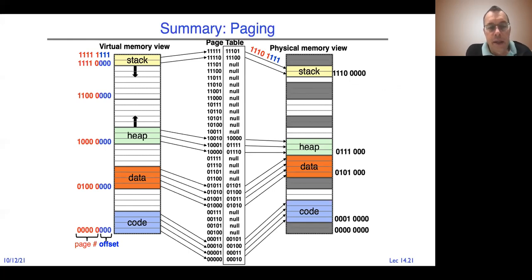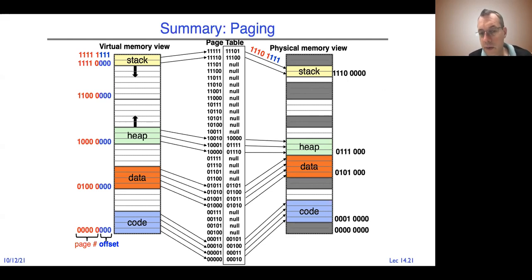So this is another example. This is a summary of paging. On the left-hand side, you have the virtual memory view. On the right-hand side, you have the physical memory view. And in the middle, you have the page table. You see that many entries in the table are null, but this is a full page table.